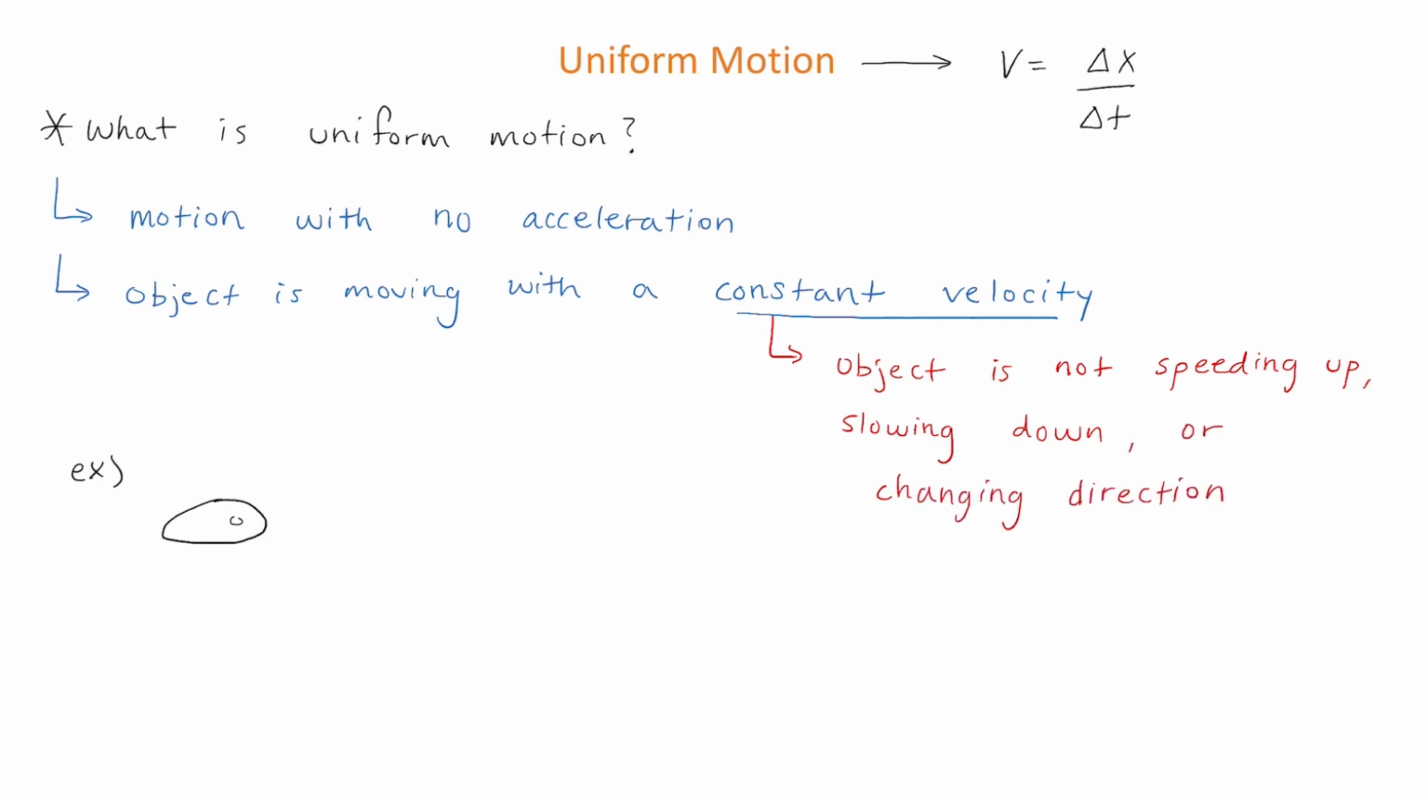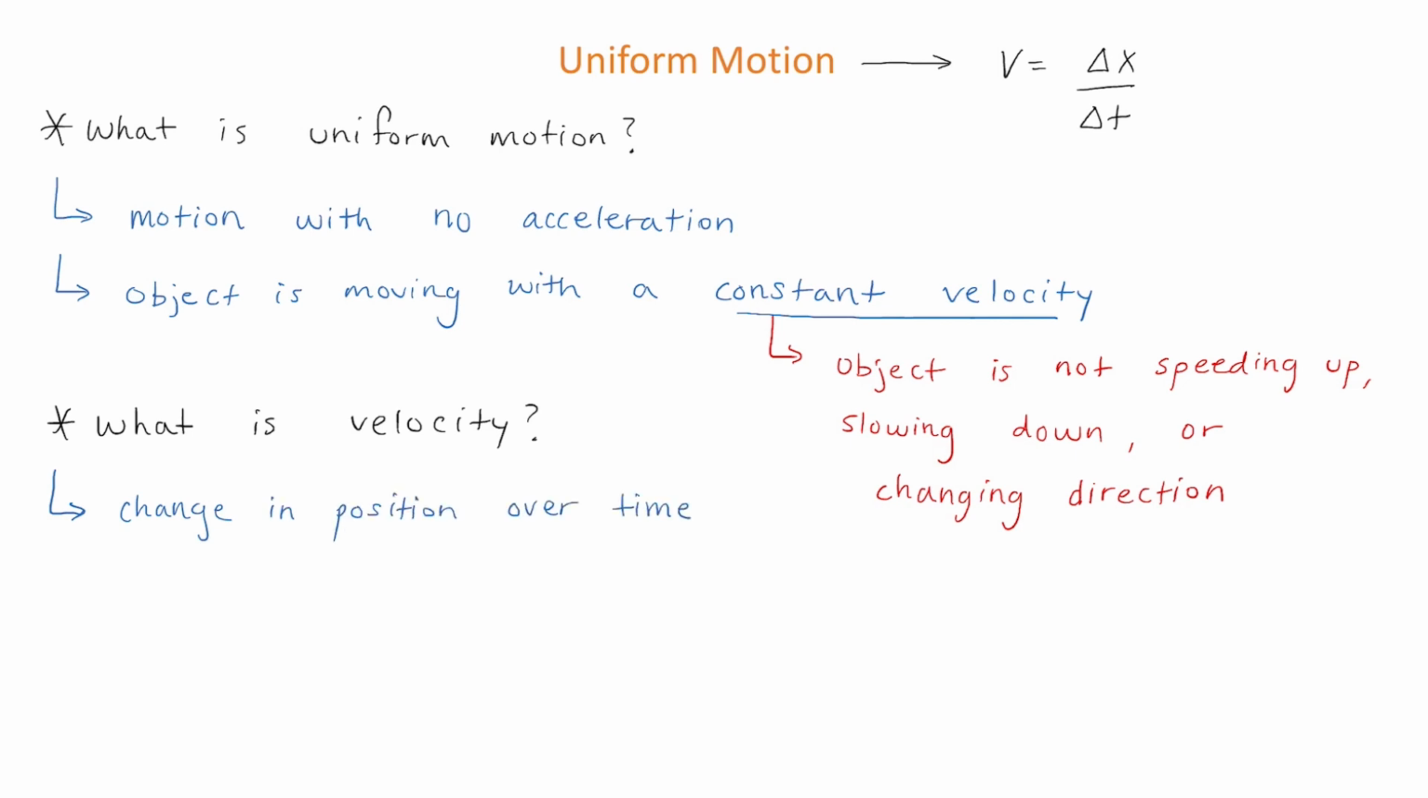For example, a car that's traveling east and it's going 30 kilometers an hour. If the car does not speed up, does not slow down, and does not change direction, it's moving with uniform motion. Now I just described uniform motion as motion with a constant velocity. But what is velocity? Well, velocity is an object's change in position over time. And that's where the velocity equation came from.